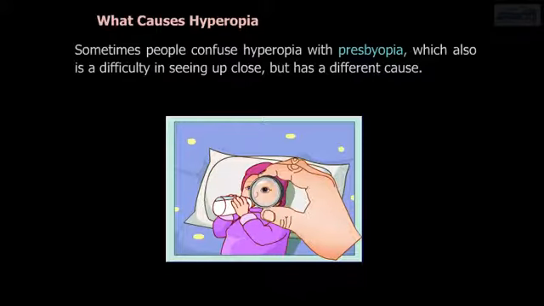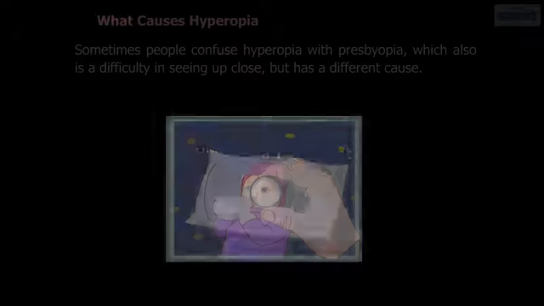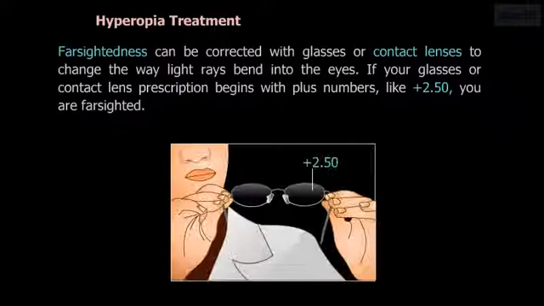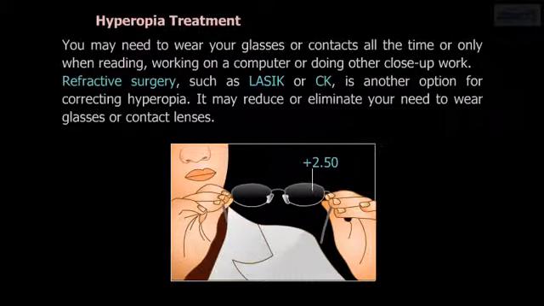Hyperopia treatment. Farsightedness can be corrected with glasses or contact lenses to change the way light rays bend into the eyes. If your glasses or contact lens prescription begins with plus numbers like plus 2.50, you are farsighted. You may need to wear your glasses or contacts all the time or only when reading, working on a computer, or doing other close-up work. Refractive surgery such as LASIK or CK is another option for correcting hyperopia. It may reduce or eliminate your need to wear glasses or contact lenses.